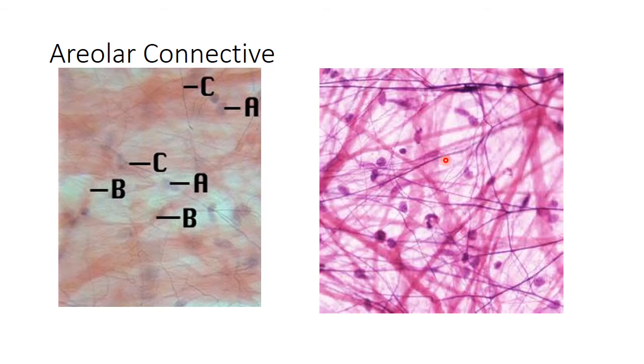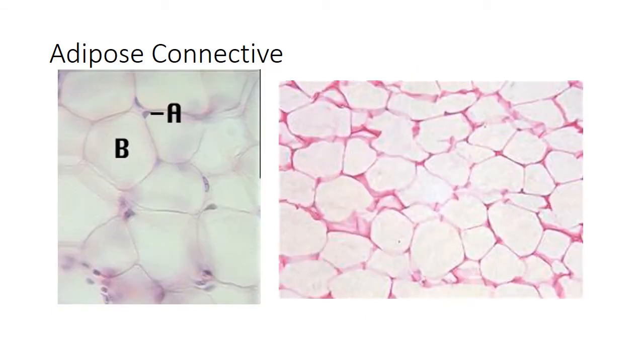So we got stuff in between. It's called matrix. Remember? Matrix, stuff in between. Whereas if you look at your epithelial tissues, they're all cells, aren't they? Cell next to cell, next to cell, next to cell. But here you got stuff in between the cells, in fibers. So the first one, areolar.